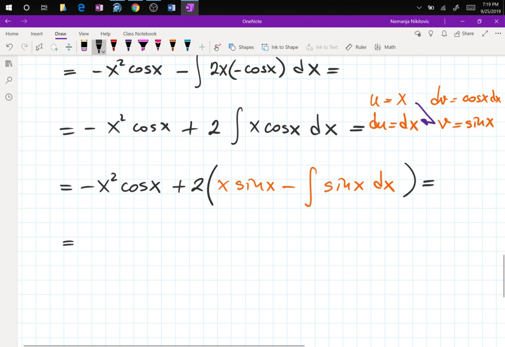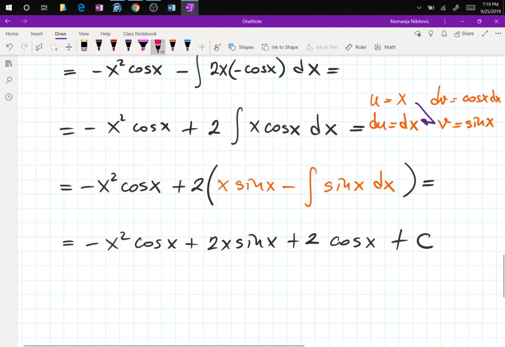Or a basic. So we have negative x squared cosine x plus, now this 2 will distribute. I have 2x sine x minus 2 times, what's the integral of sine? Very good. And then we finally have plus c. Now there is nothing to factor out of all 3 terms, so we're not going to bother to factor anything. Now this is the answer, right? Your integral is equal to this.